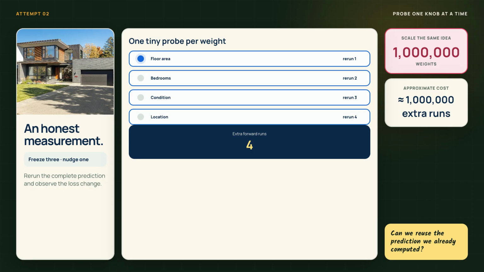And this numerical probing method is useful when we want to check our work. But imagine that the model has 1 million adjustable weights. A single training step would need roughly 1 million extra forward runs just to estimate their separate slopes. The method works in principle. The cost explodes in practice. Can we reuse the calculation the model already performed instead of rebuilding the whole prediction once for every knob?